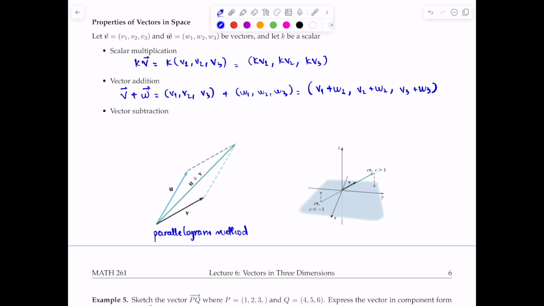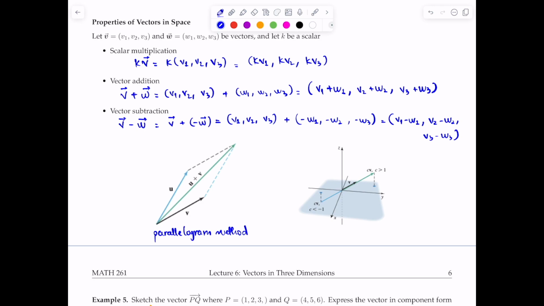For vector subtraction, technically what you do is perform the vector addition on the opposite of one of the vectors in the subtraction. So what do I mean by that? If you do v subtract w, it actually turns out to be v plus negative w, or v1, v2, v3 plus negative w1, negative w2, negative w3, and you get the result as v1 minus w1, v2 minus w2, and v3 minus w3.